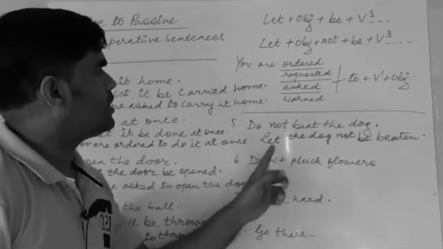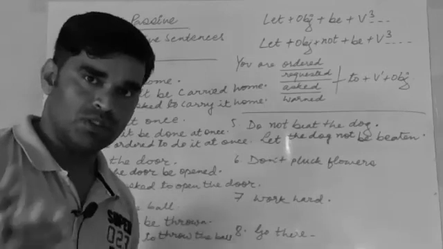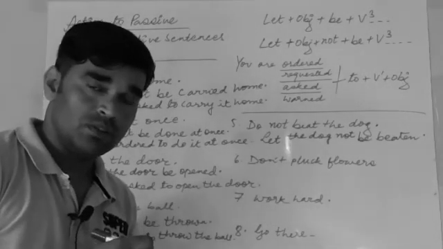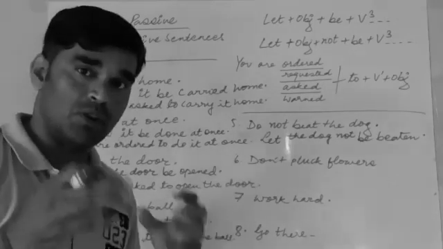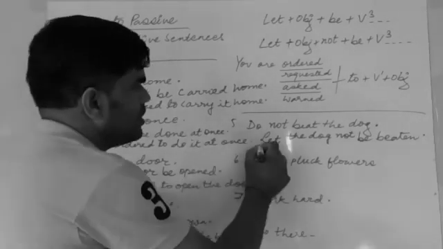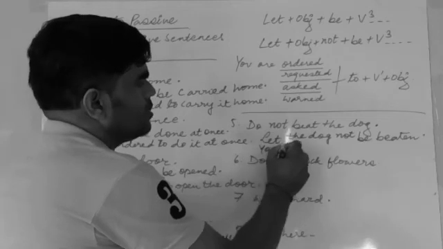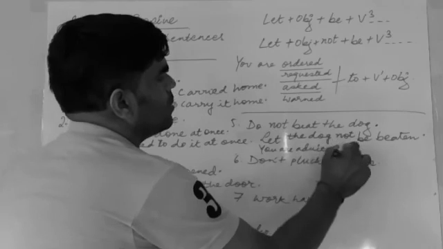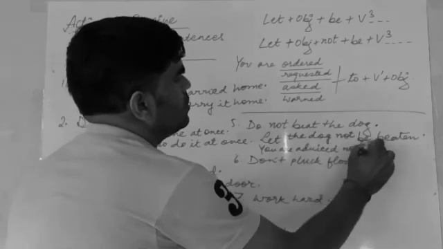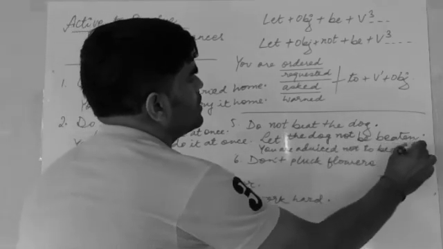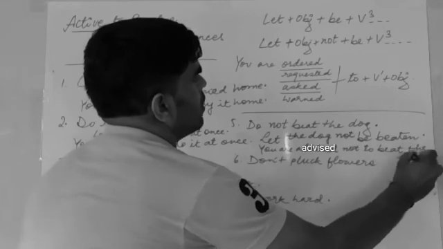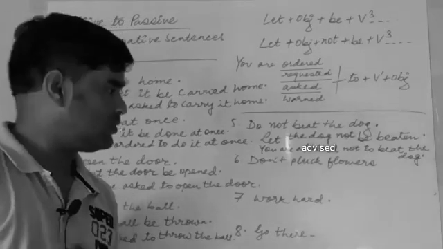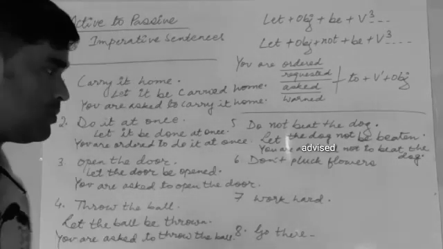So it can also be converted using the pronoun you. This method can also be applicable here, because it has an object in it. So you are advised, you are advised what? Not to beat the dog. You are advised not to beat the dog. That's how we can transform from active to passive.